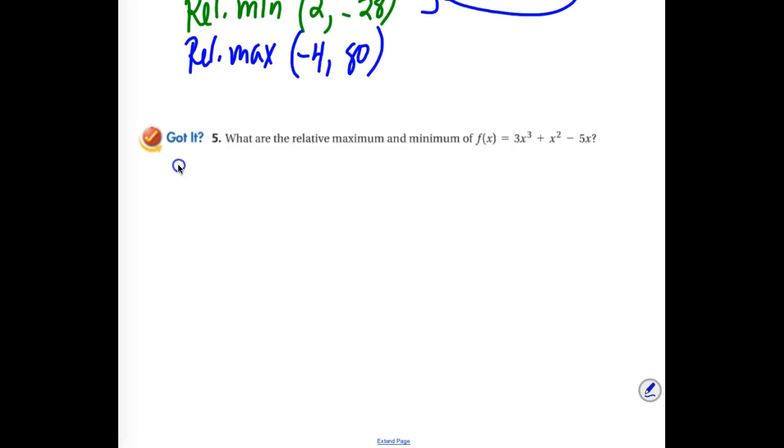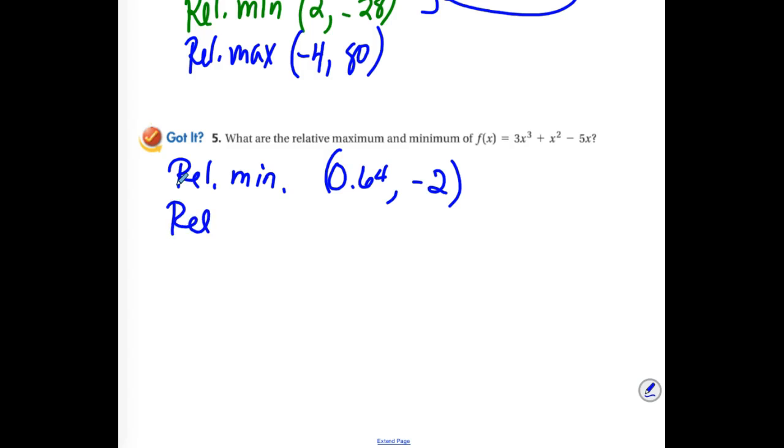All right, so what did you end up with? Let's do the relative minimum first. What did we get for minimum? 0.64, -2. Okay. And a relative maximum? Negative. Okay. 3.13. All right. Agree, disagree? Okay.